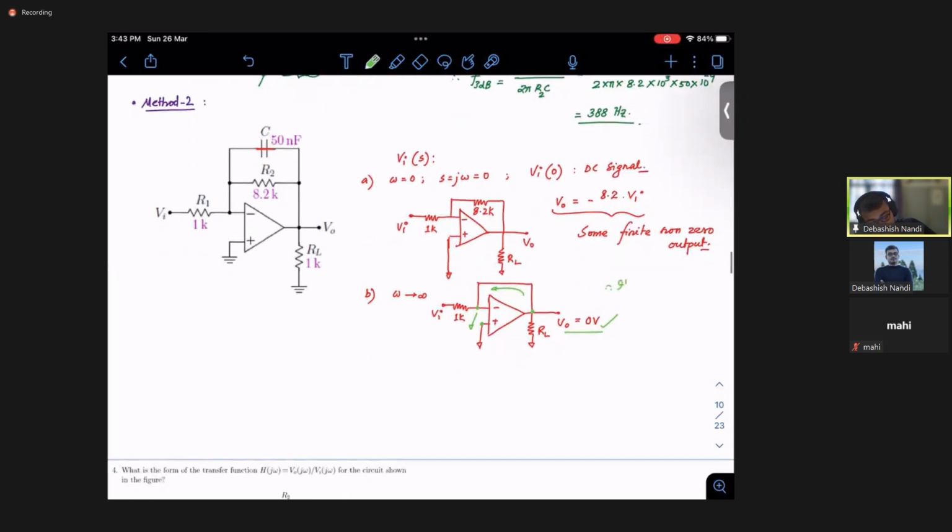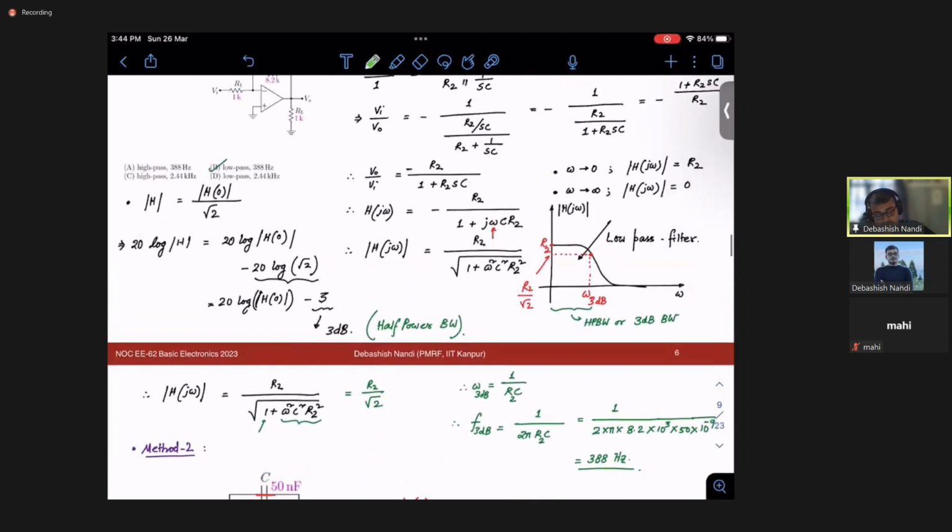So it blocks high frequency signals. That means we can conclude that this kind of filter is a low pass filter, right? Okay. So this is how intuitively you can tell whether it is a low pass filter or a high pass filter.